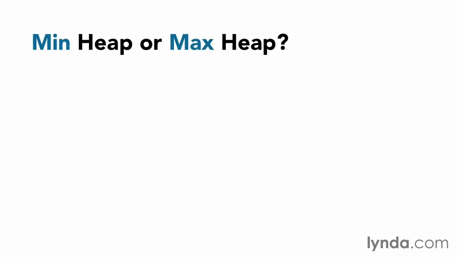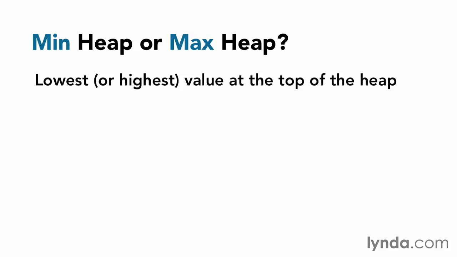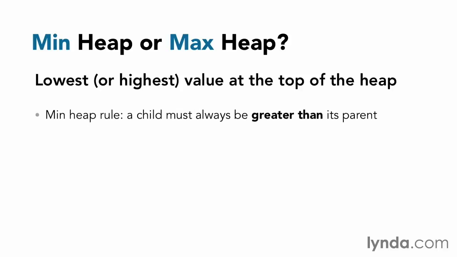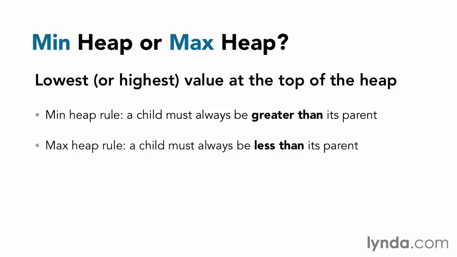And to apply this rule, we have to answer one question. Do we want our heap to be a min heap or a max heap? What that means is, do we want the top of the heap, our root node, to always contain the lowest value in the entire heap? Or do we want the root node to always contain the highest value in the entire heap? If we say we want a min heap, the lowest value at the top, then the one rule applied is that any child node must be greater than its parent node. If we say we want a max heap, the highest value at the top, any child node must be less than its parent. And that simple rule will do it.